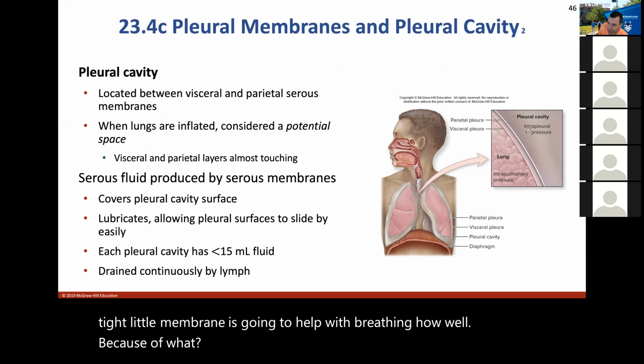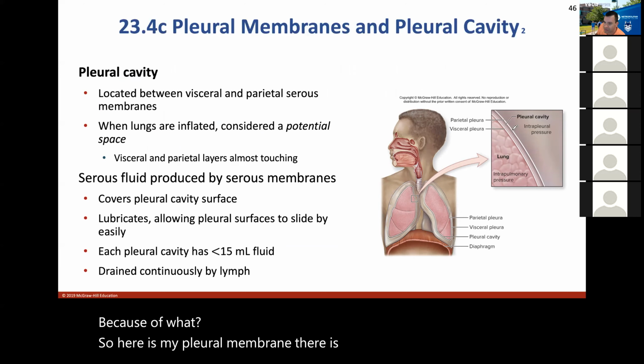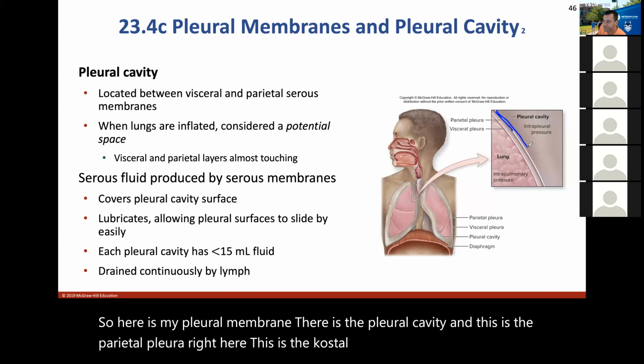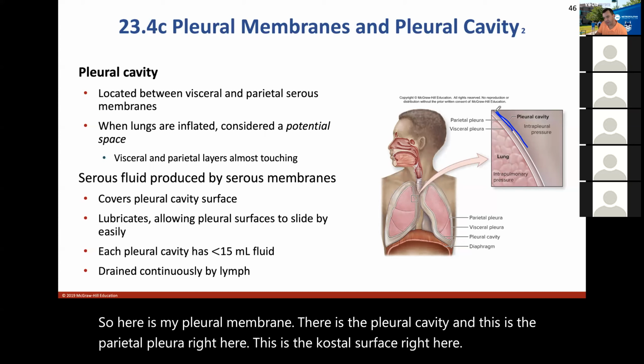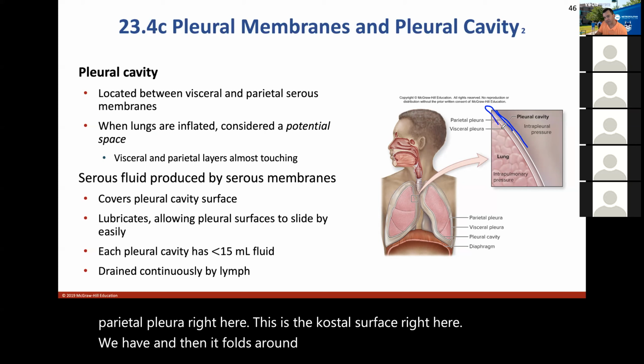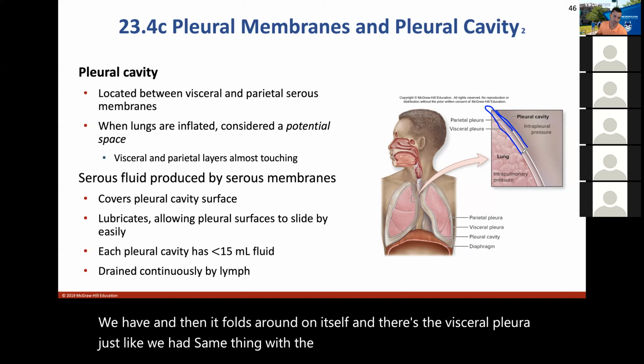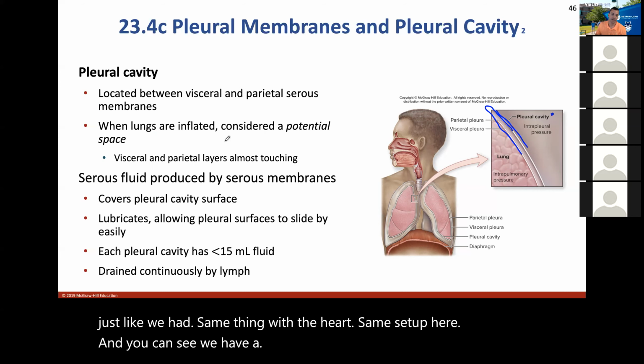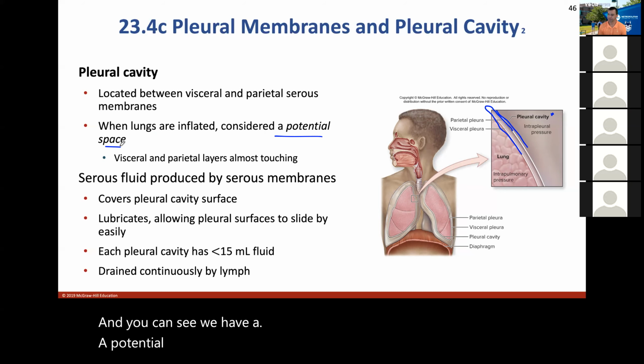So here is my pleural membrane. There is the pleural cavity, and this is the parietal pleura right here. This is the costal surface right here. And then it folds around on itself, and there's the visceral pleura. Just like we had, same thing with the heart, same setup here. And you can see we have a potential space between those two. And it's called the pleural cavity. Is it empty? Of course not. Nothing's ever empty, right?